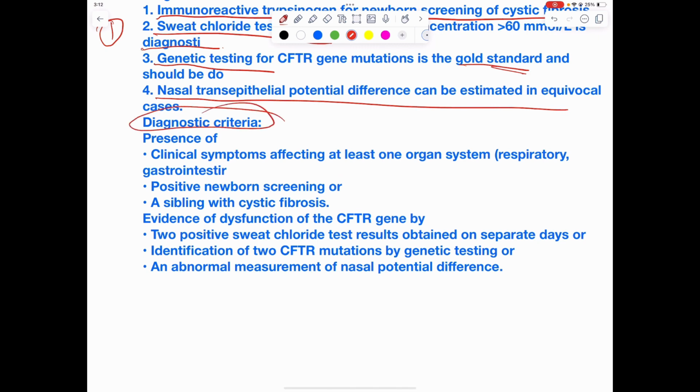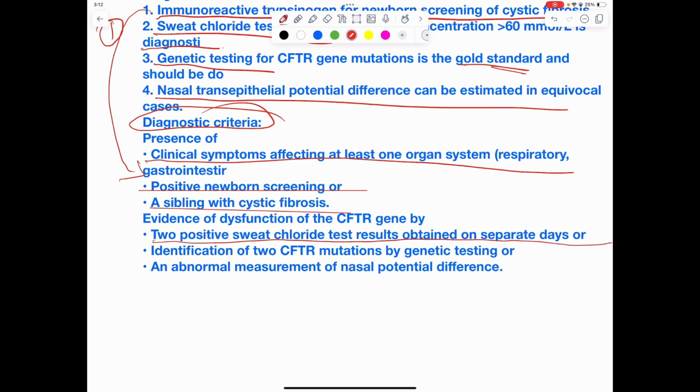What are the diagnostic criteria? At least one of the organ systems is involved, or a positive newborn screening, that is, immunoreactive trypsinogen is positive, or a sibling with cystic fibrosis. Now we also have to prove evidence of dysfunction of the CFTR gene by 2 positive sweat chloride tests obtained on separate days, or identification of 2 CFTR mutations by genetic testing, or an abnormal measurement of the nasal potential difference.